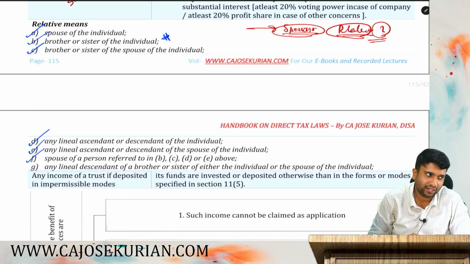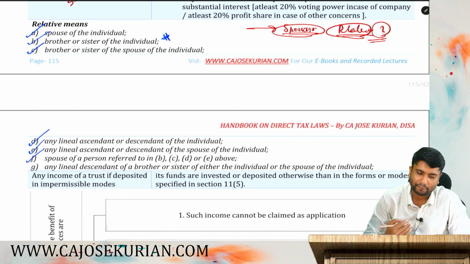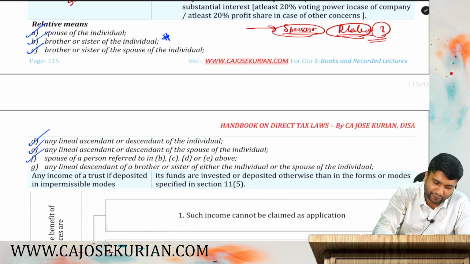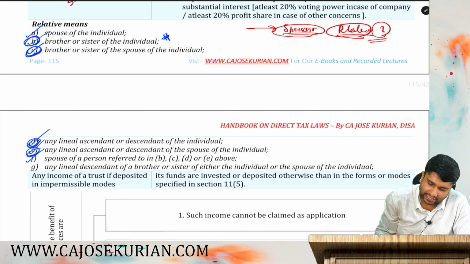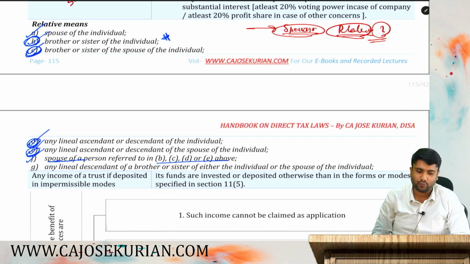Brother's wife is also your relative. Your sister is your relative. Sister's husband is also your relative. Your brother-in-law is a relative. Brother-in-law's wife is also your relative. So any person referred to in B, C, D, E above, their spouse also will be your relative. That's what they are saying.